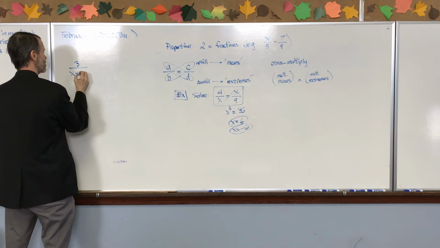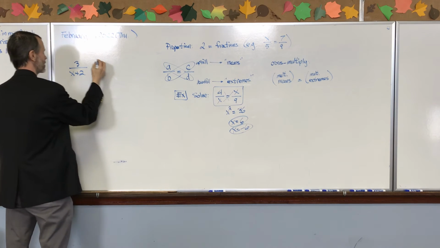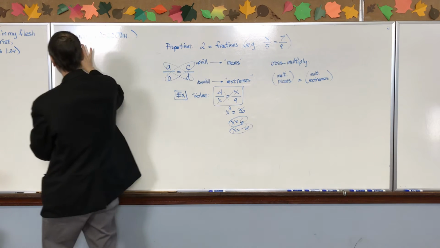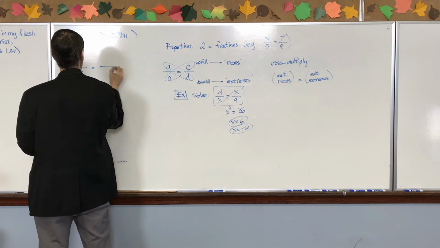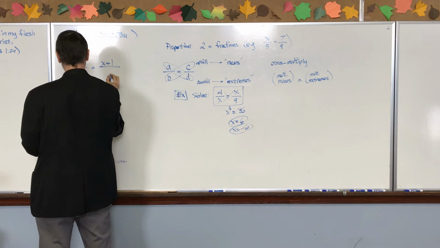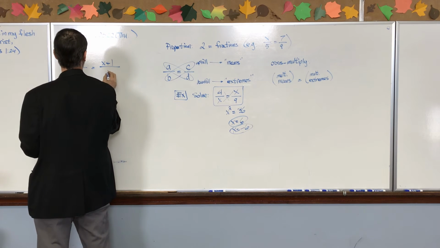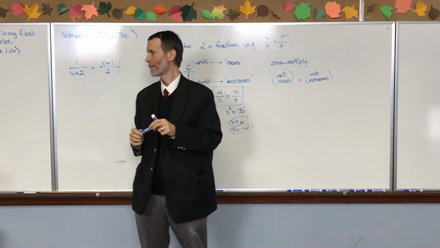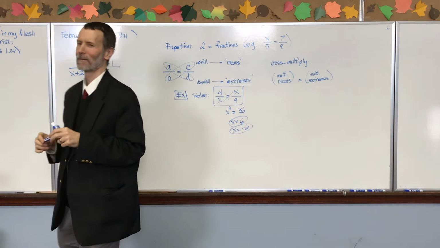3 over x plus 2 is equal to, hang on a second. Actually, hold on a second. Well, that is cool. What just magically appeared? Mr. Calkin, there's something wrong with the door in the music room. I'm sorry about that.